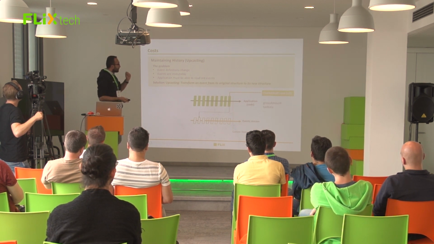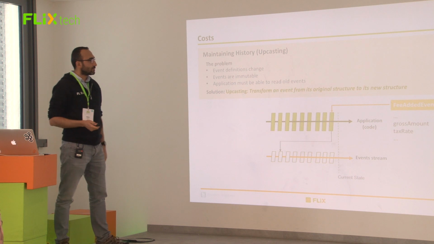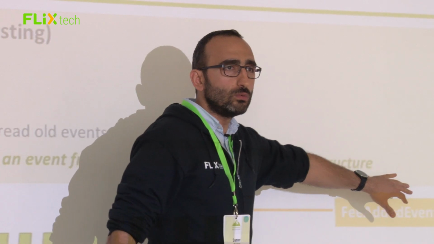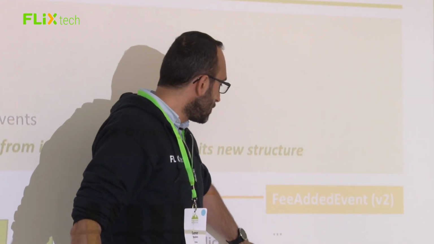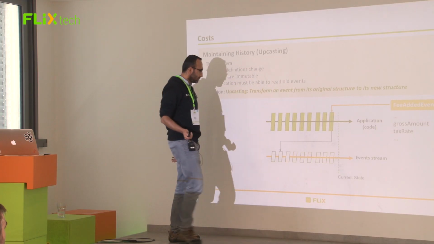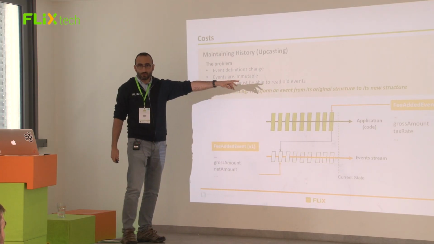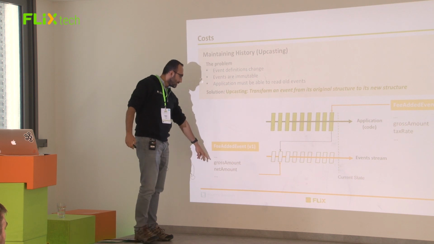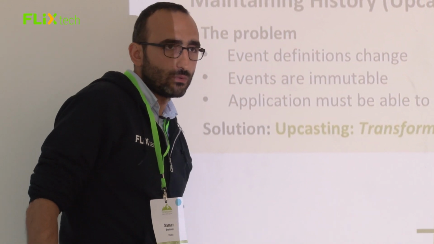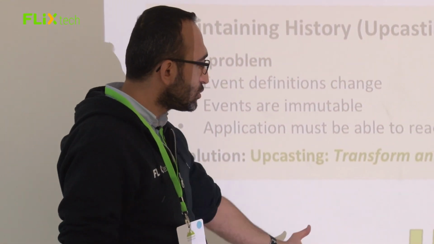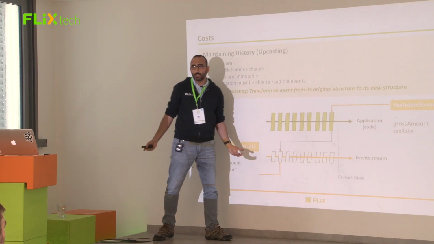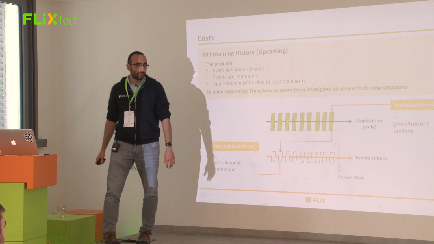So let's say we have the fee added event, and currently, in version 2, we hold in it the gross amount and tax rate of the fee. While in the old version of the same event, version 1, we held gross amount with net amount, no information about tax rate. So our application needs to read this information when we replay the event store.